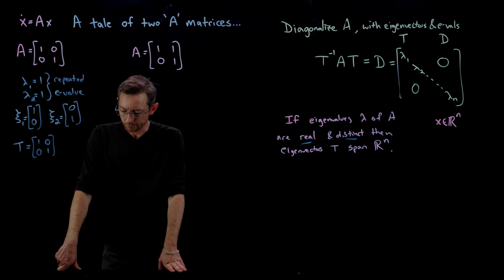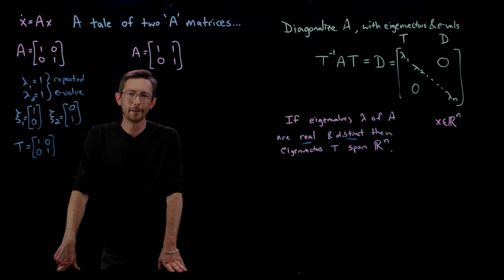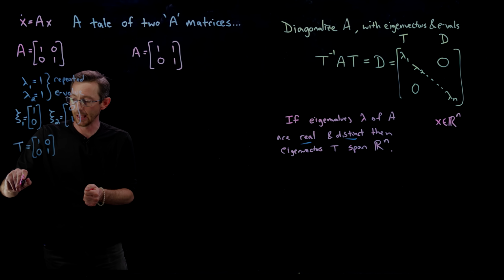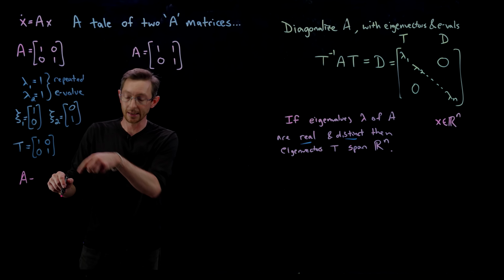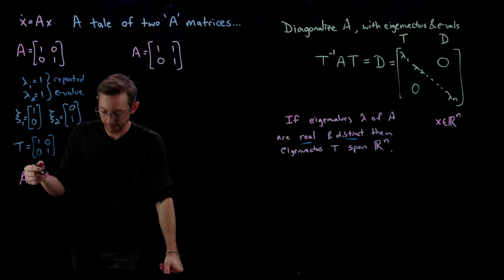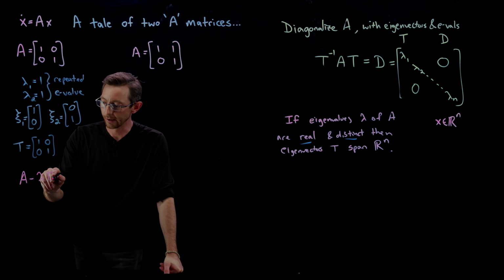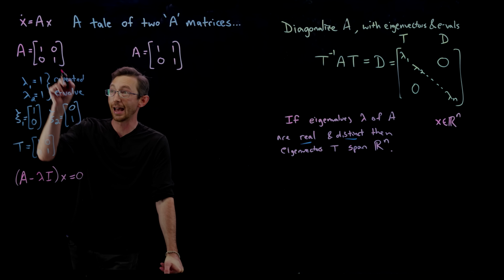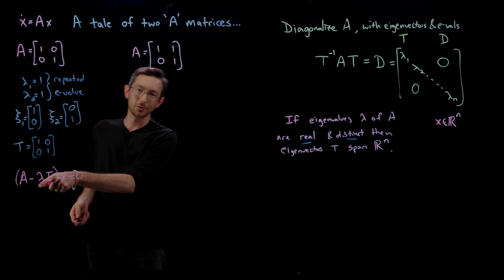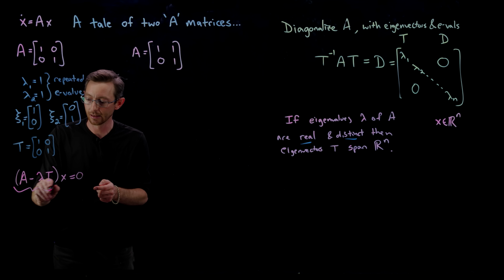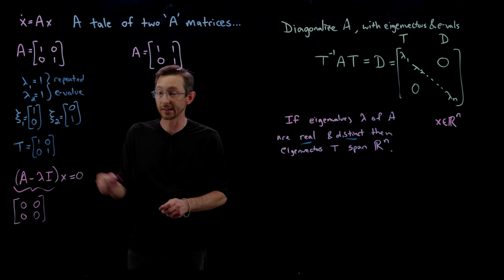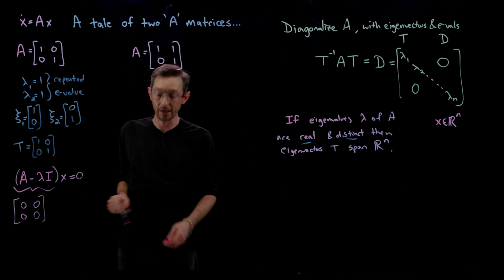Good. And the way you think about this, you could solve for these if you liked. You could literally solve for these by taking A minus lambda times the identity, and then trying to find what x vectors would map to 0 for that lambda equals 1. And this is kind of trivial because A minus lambda times the identity is a matrix 0, 0, 0, 0. So literally any x is going to map to 0 for that lambda equals 1 repeated eigenvalue.